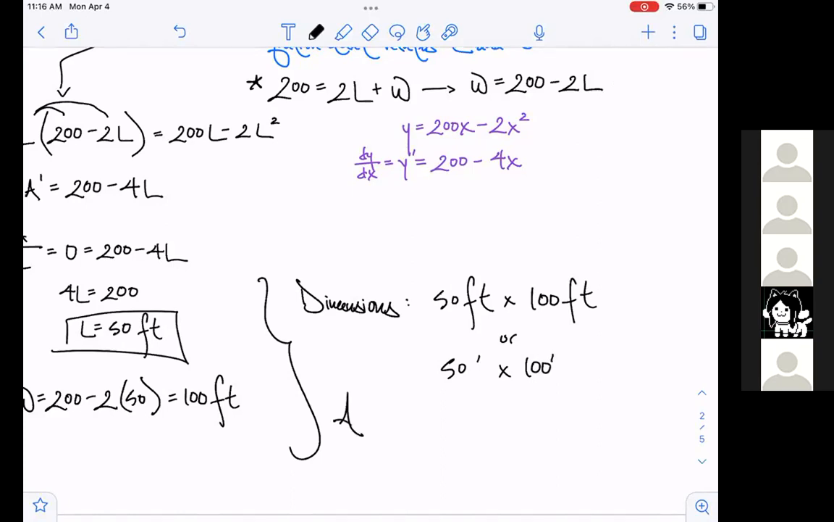But how do we find our area? Multiply both of them together. Multiply them together, right? We know that the area of a rectangle is going to be the 50 times the 100, and so we'll get 5,000. What are our units here?